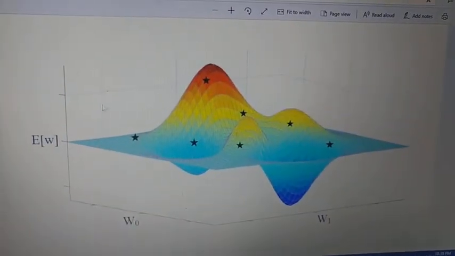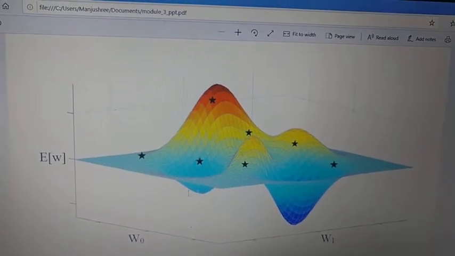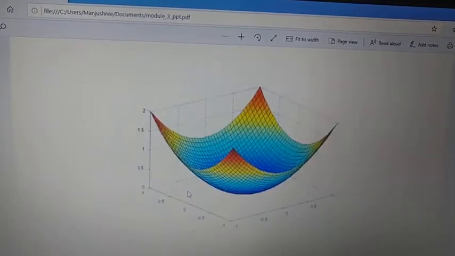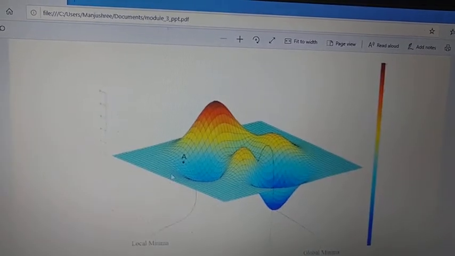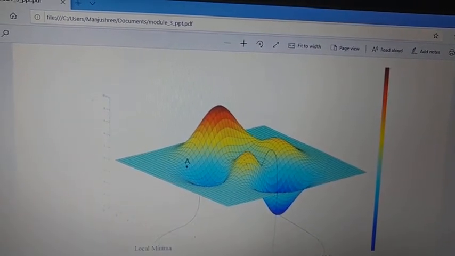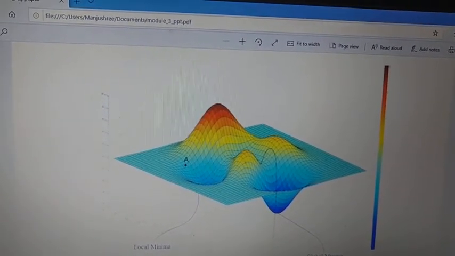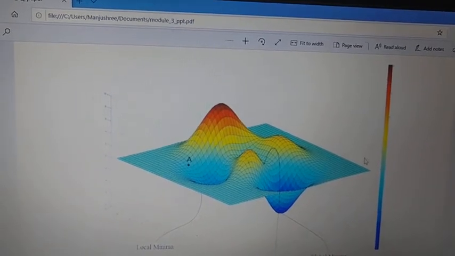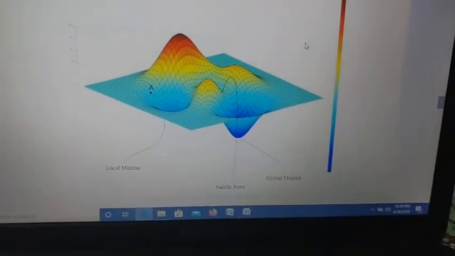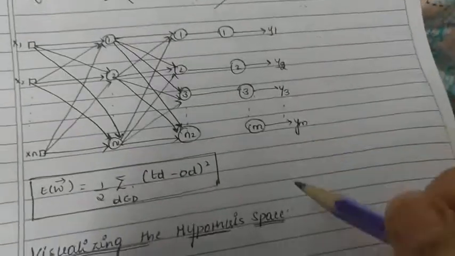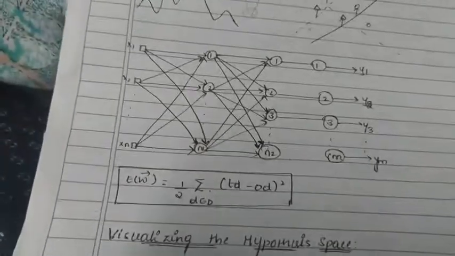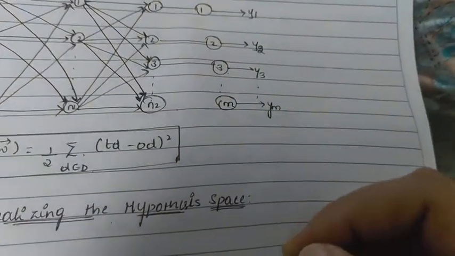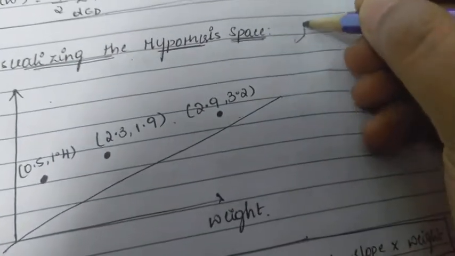So this is a hypothesis space in a 3D diagram. This is also a hypothesis space in a 3D diagram. Here you can observe that there is a local minimum, these are the saddle points, and this is the global minimum point. Now I'll draw a diagram and show it. So I'll draw a curve like this.